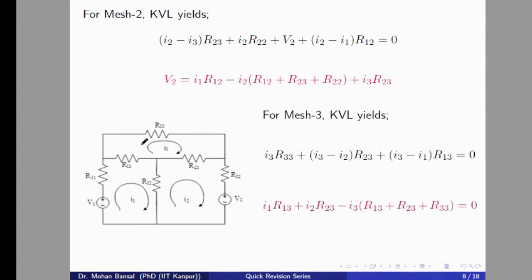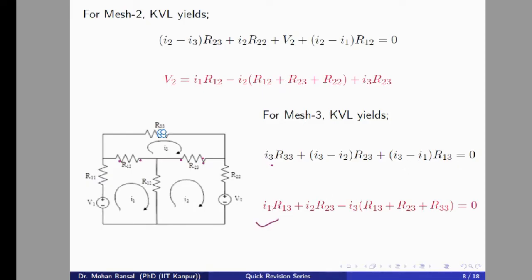So now we'll apply the KVL in mesh 3, and in this mesh we can see that R33 belongs only to the one mesh, that is the I3 or third mesh. Current in the R33 is the I3, so we can write I3 R33 plus (I3 minus I2) into R23 plus (I3 minus I1) R13 is equal to 0, and we are getting a third equation.